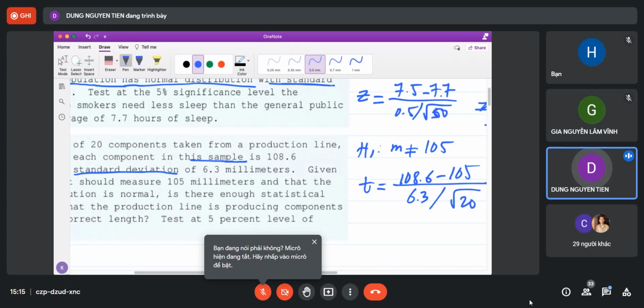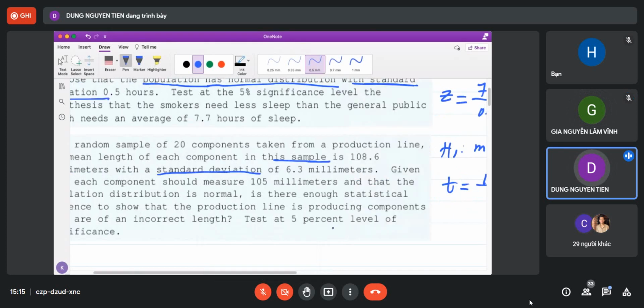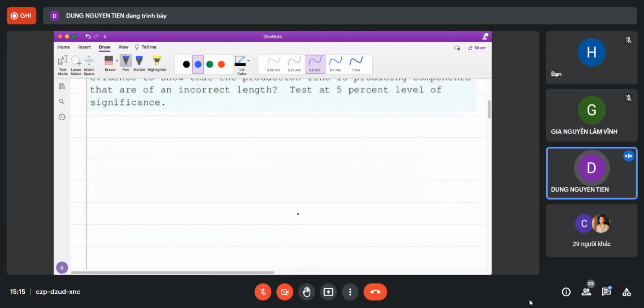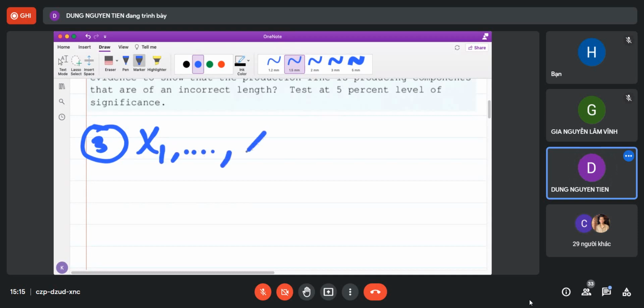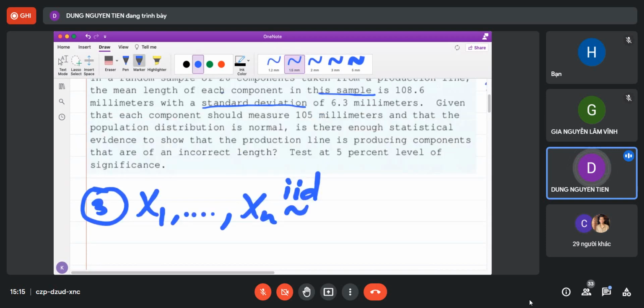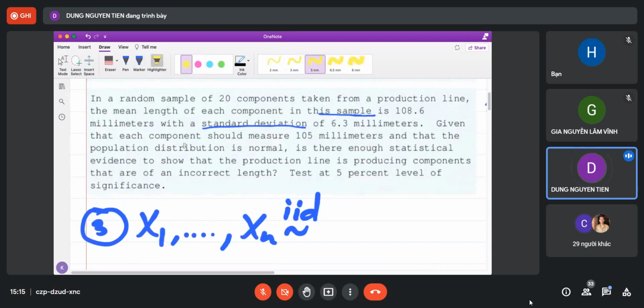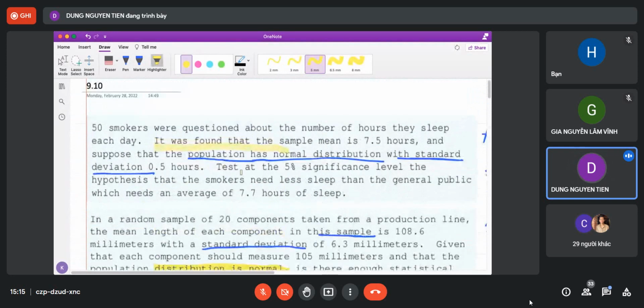Okay, so I want to move to the third case. What is that? The third case is when all the xi are independent, but in this case you don't know the distribution. For the first two cases, we do know that the distribution is normal. Okay, you can see that you have all these assumptions.